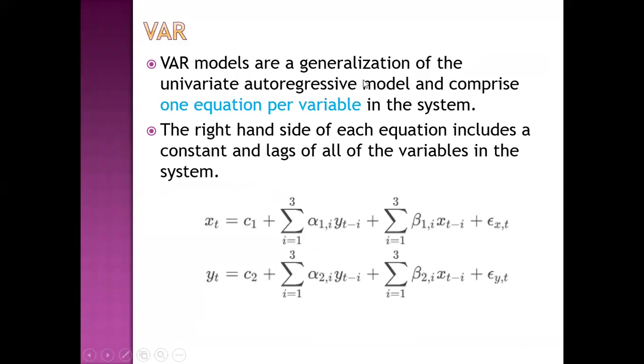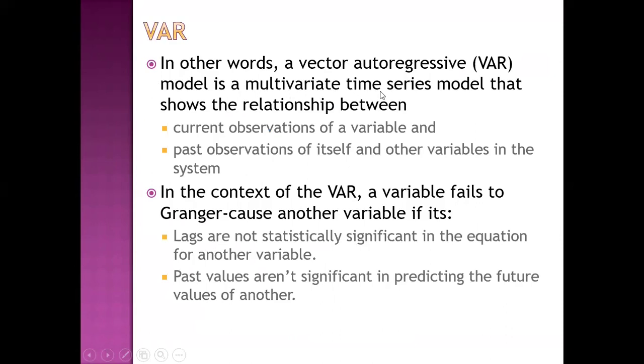VAR models are a generalization of the univariate autoregressive model and comprise one equation per variable in the system. So since we have two variables x and y, we have two equations in this model. The right hand side of each equation includes a constant and lags of all the variables in the system. In other words, a vector autoregressive model is a multivariate time series model that shows the relationship between the current observation of a variable and past observations of itself and other variables in the system.